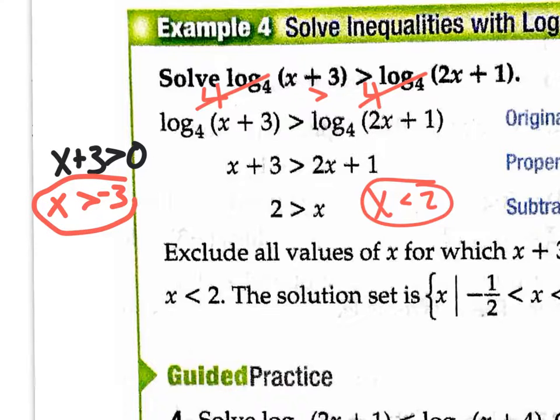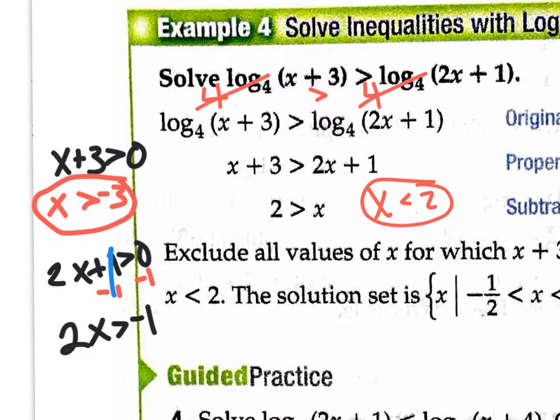And I want to keep that in mind. That's a restriction to my answer. X has to be greater than negative 3. Not only that, I'm also going to go to this other logarithm. The inside of it has to be greater than 0. So I'm going to end up with 2x plus 1 has to be greater than 0. And when I solve it, take away 1 on both sides, that cancels. You're going to have 2x is greater than negative 1. When you divide by 2 and divide by 2, you're going to get x is greater than negative half. So x is greater than negative 1/2.